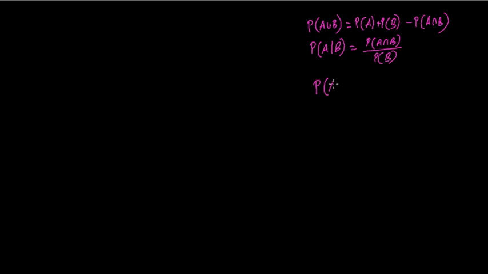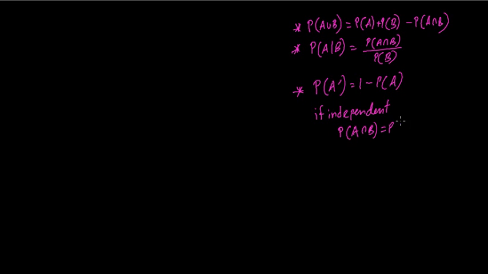So from that, probability of A prime is 1 minus probability of A. So these two formulas are new formulas. This is an old concept. Apart from that, if they mention that the events are independent, then probability of A intersection B equals probability of A times probability of B. This can only happen if they mention the events are independent.